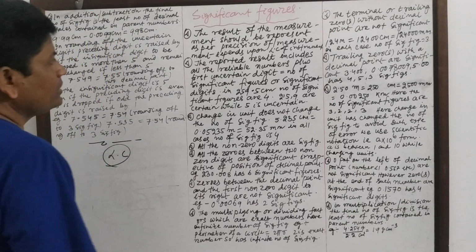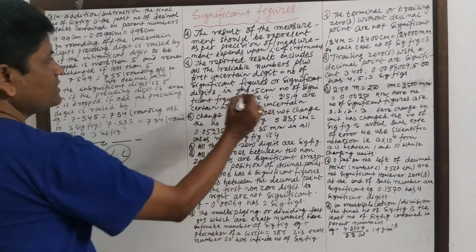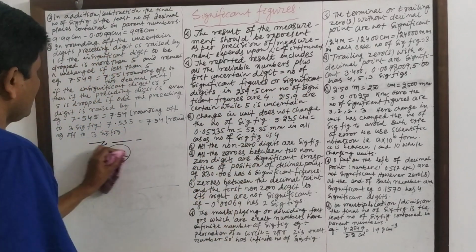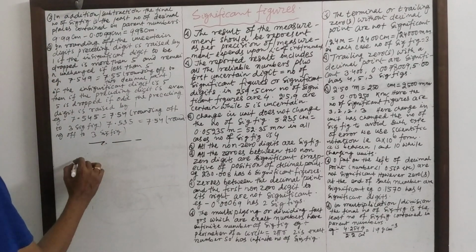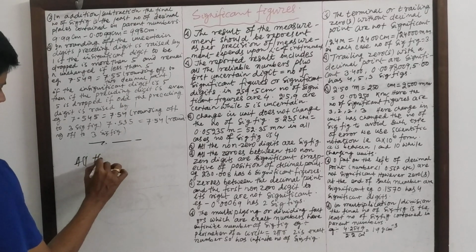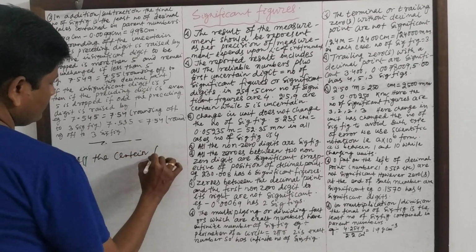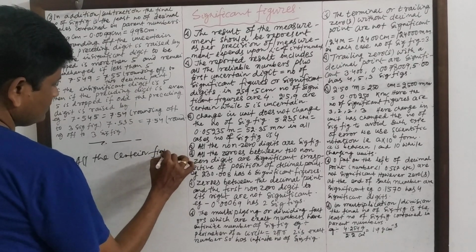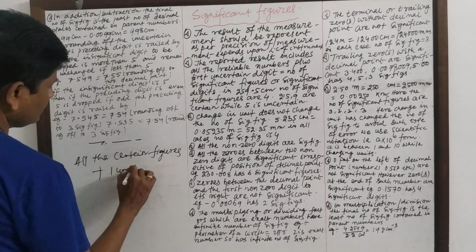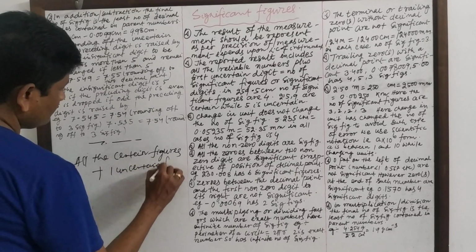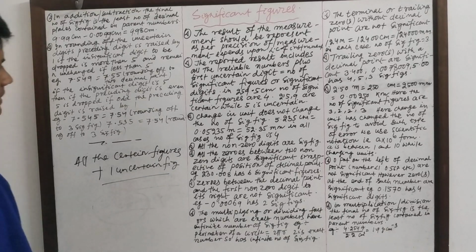The reported result includes all the reliable numbers plus the first uncertain digit; that is the number of significant figures. How is the number of significant figures determined? It is all the certain figures plus one uncertain figure. Let's take an example.